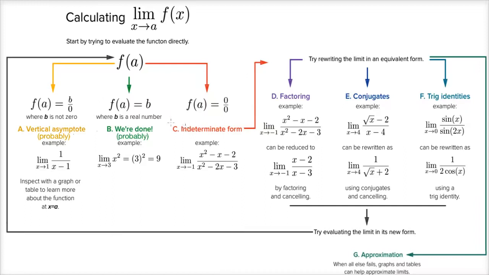But let's say we don't fall into either of those situations. What if when we evaluate the function, we get 0 over 0? And here is an example of that. Limit as x approaches -1 of this rational expression. And let's try to evaluate it.